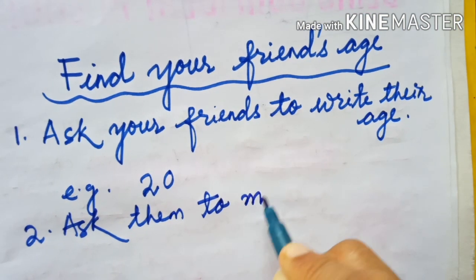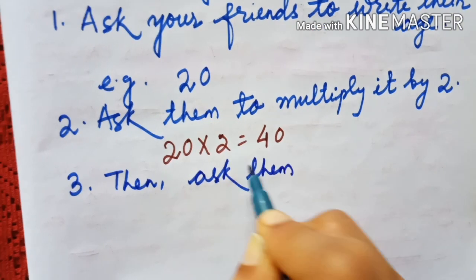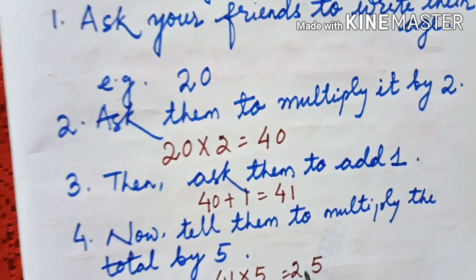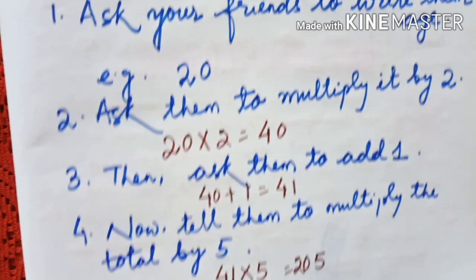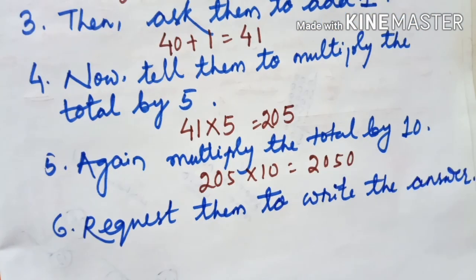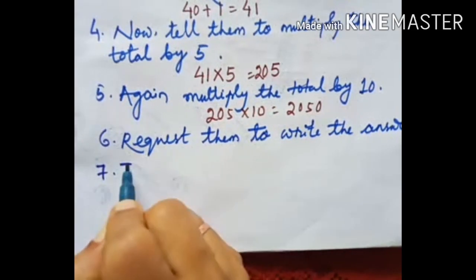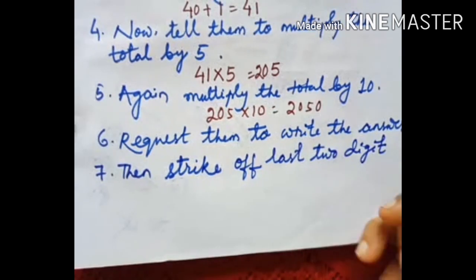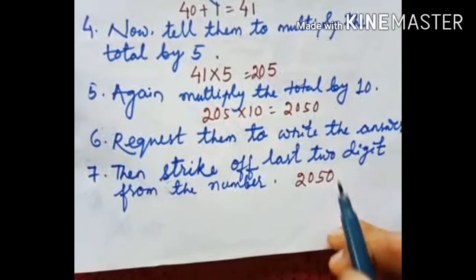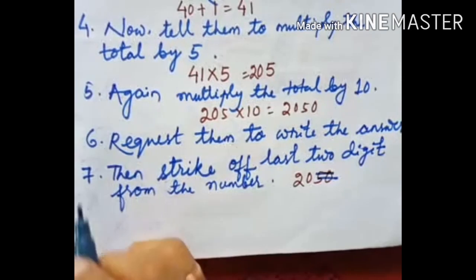Now tell him to multiply it with 2. Then ask him to add 1. After adding 1, you tell him to multiply the total by 5. Again multiply the total by 10. Now request him to write the answer. Strike off the last 2 digits from the number. What did you get? You are left with your friend's age. You can play this game with your family members also.